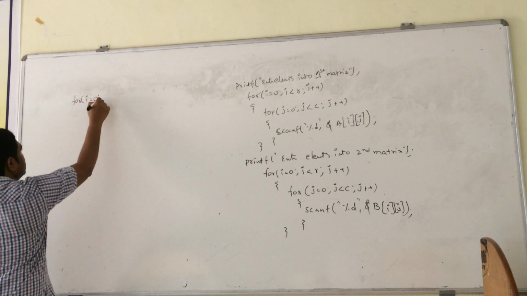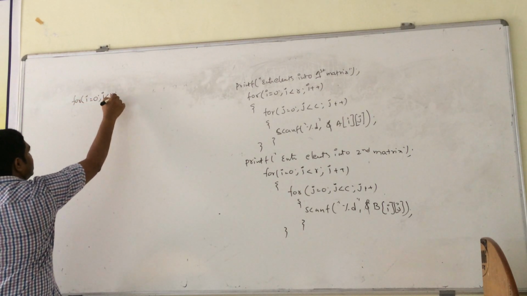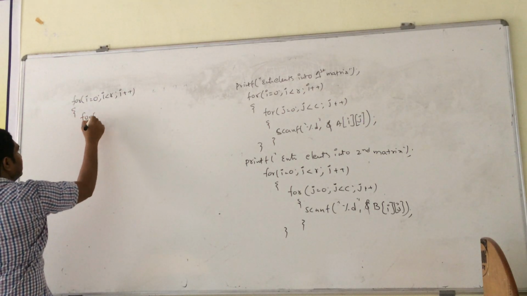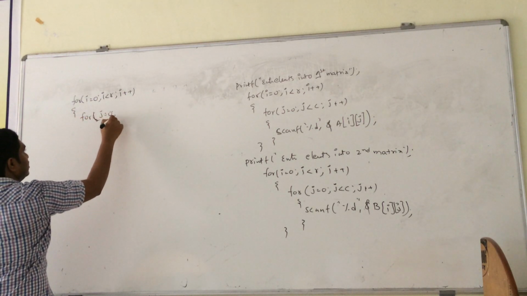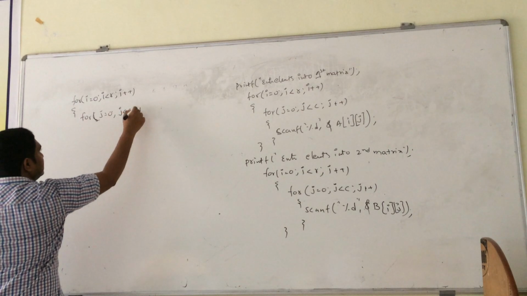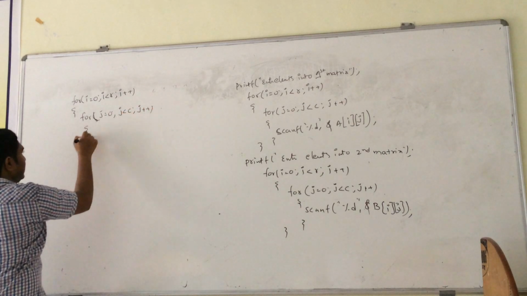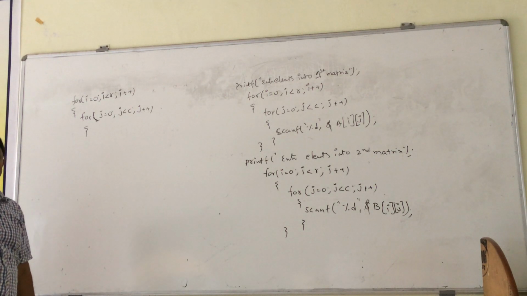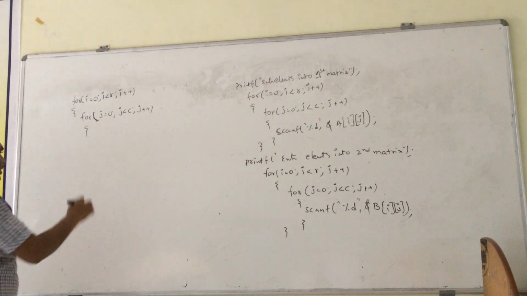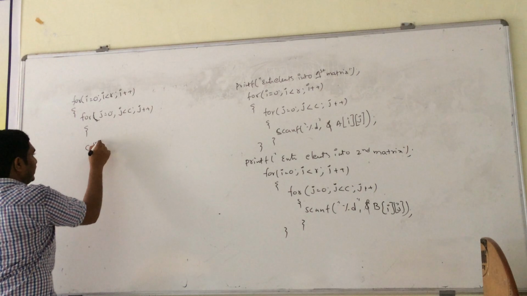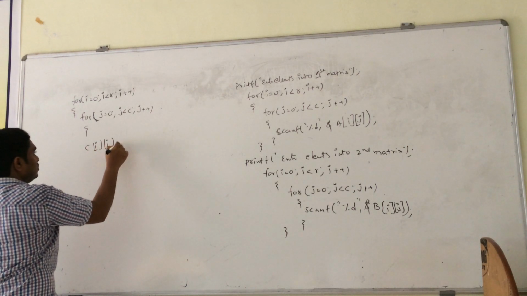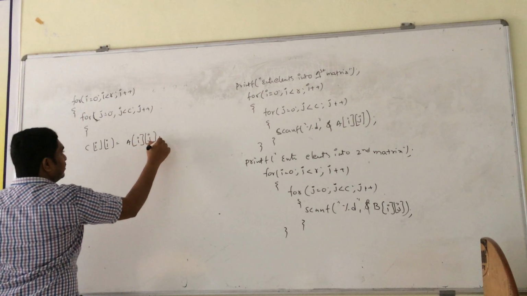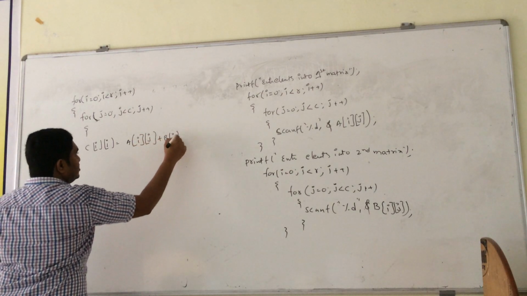For i equals to 0, i less than row size, means number of rows are r, i plus plus. For j equals to 0, j less than c, j plus plus. Here for adding two numbers, we write c is equals to a plus b. Likewise, c of ij is equals to a of ij plus b of ij.